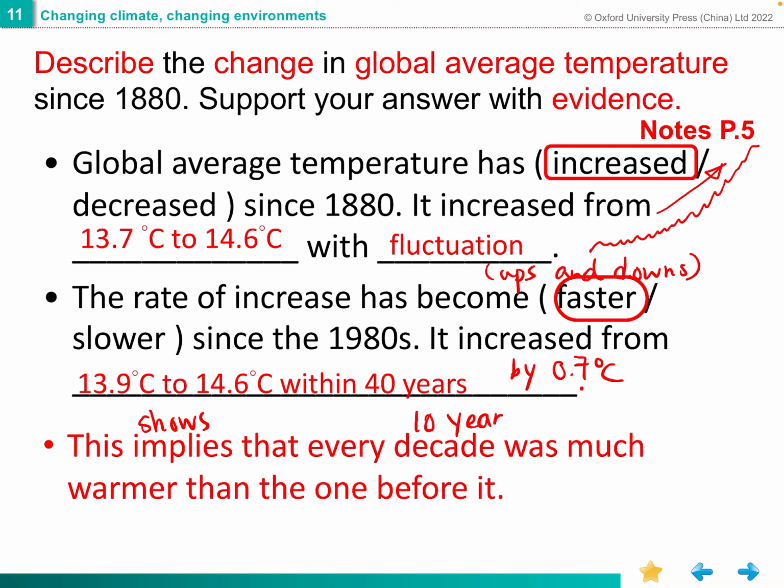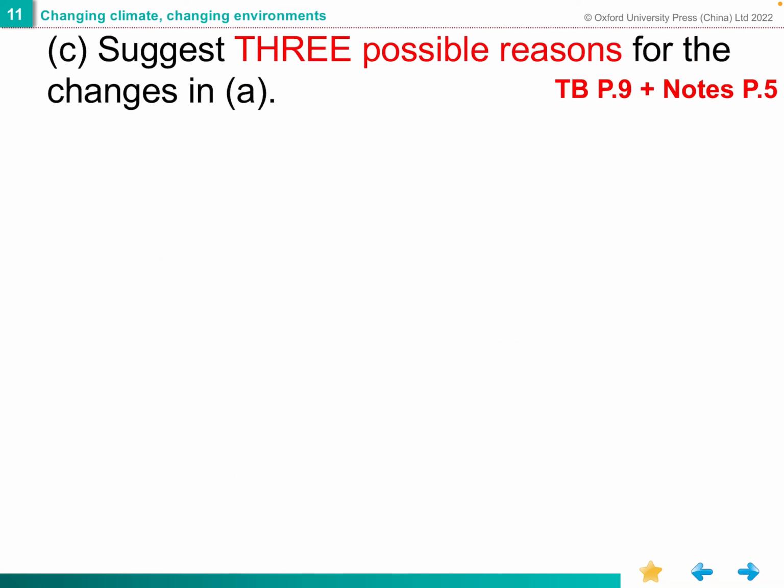Suggest 3 possible reasons for the change in A. We describe a lot. So why, okay? Suggest the reason why the temperature increases. The change, mark it down, is increasing temperature. I use degrees Celsius to show temperature. So what are the possible reasons why the temperature is getting warmer?